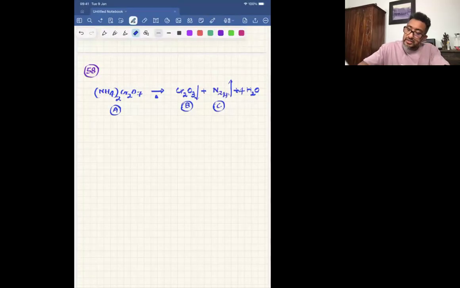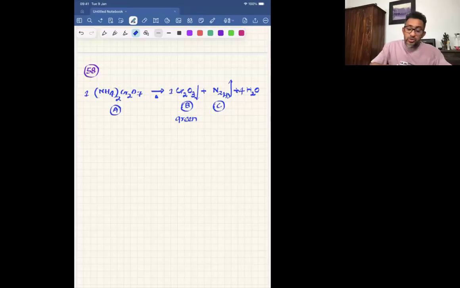Nitrogen is the gas, nitrogen gas C. And this one, 4H2O, is water vapor. Nitrogen is the gas. Chromium is the green colored solid. Water vapor, 1 mole of A gives 1 mole of B. That's okay. Chromium 2. Okay.